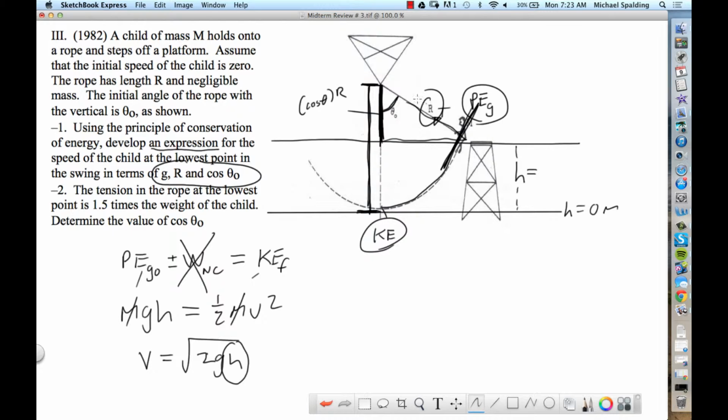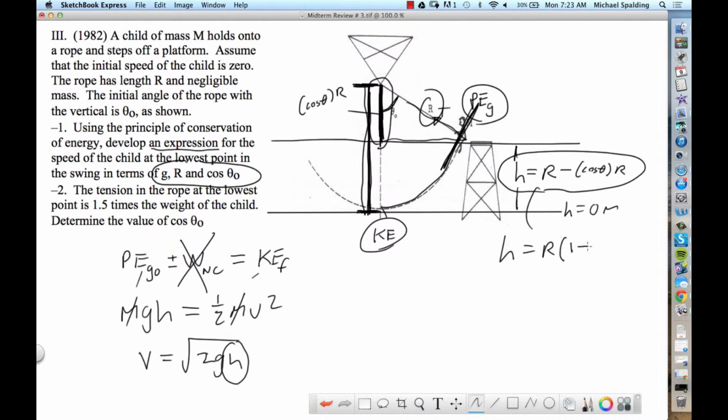So what's h going to be? H is the total length of the rope minus that, so it's r minus r cosine theta. That's what our h is. By the way, you could factor out the r and say r times (1 minus cosine theta). So the answer is the square root of 2gr(1 minus cosine theta), when you take this h and plug it in there.